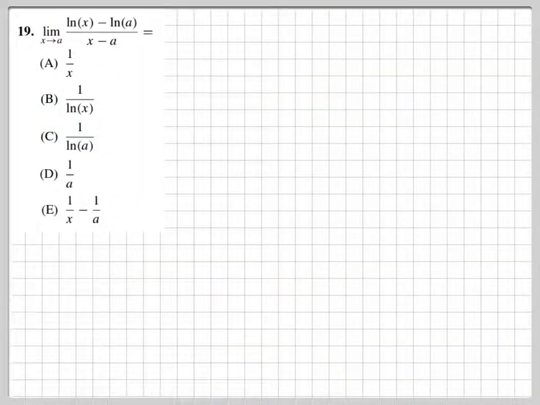Oh, this one's funny. It came up again. I thought we were done with this guy. So this is the definition of a derivative, which means we're taking the derivative of a function. Here you go. Here's the definition of the derivative.